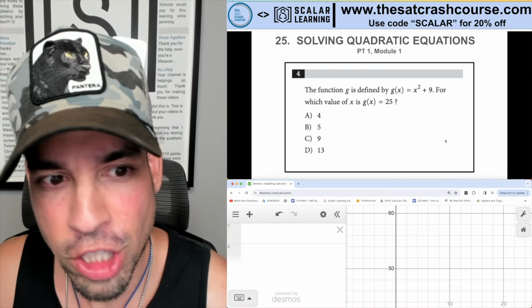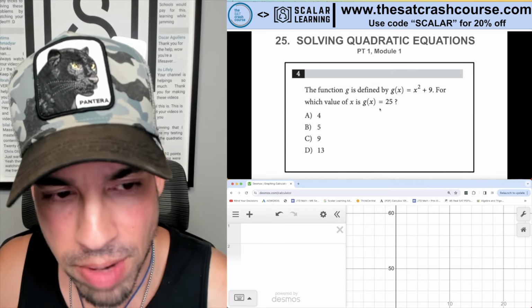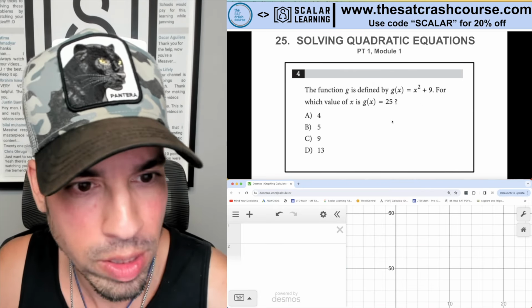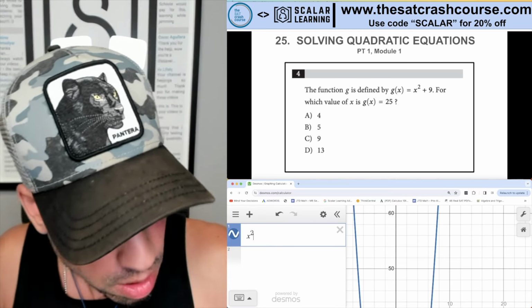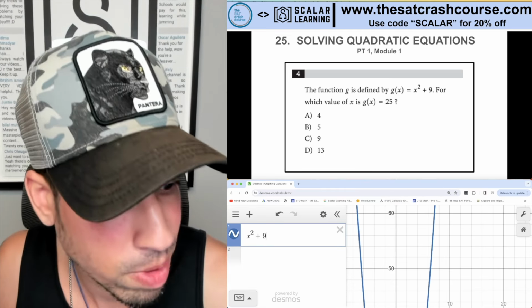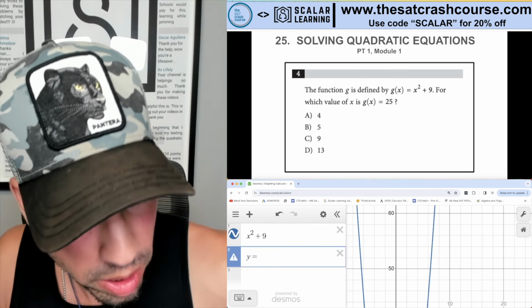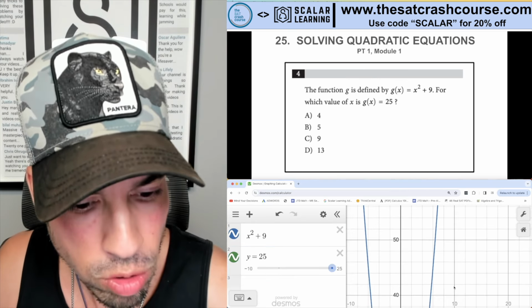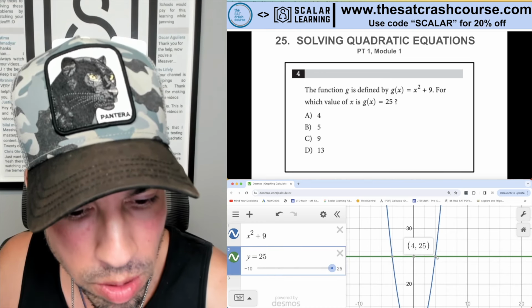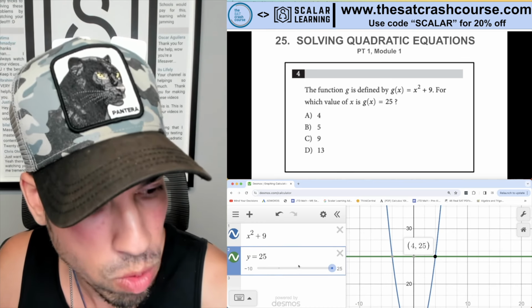Done. The function g is defined by this. For which value of x is g of x equal to 25? Again, this is a great opportunity. I can just plug and chug, right? We got x squared plus 9. That's my function. And I want to know when the function value, aka y, equals 25. So now we're going to look for that nice intersection point, and we see it here when x is 4. That's how you do it.